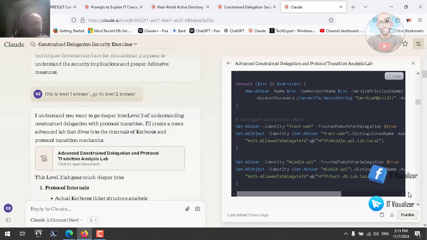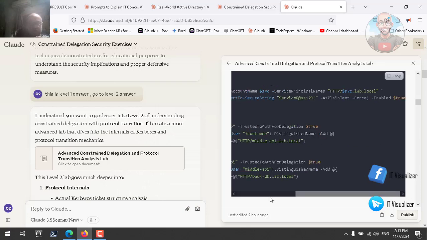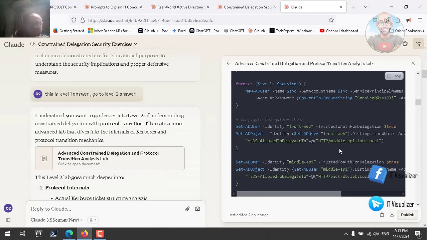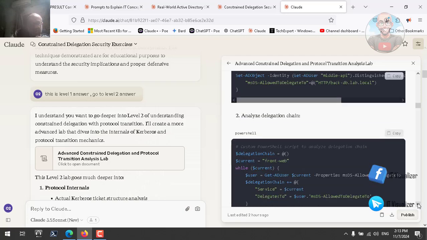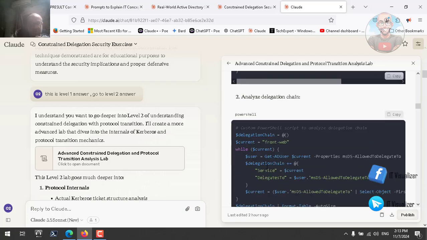Okay, and all of this is done. But where is the protocol transition here? Yes, "trust this computer for delegation to any authentication protocol", so this is to have protocol transition. And I think there is another step to have constrained delegation. Yes, he will do constrained delegation in the next step.